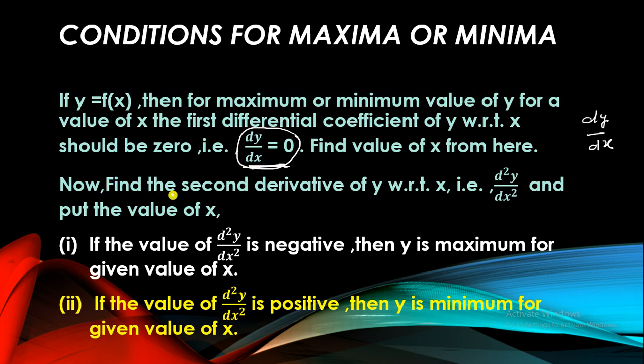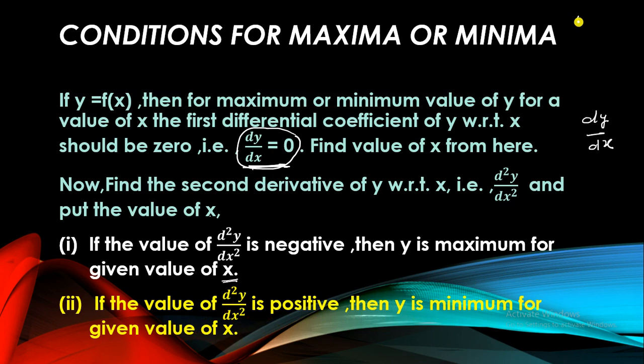Now second, find the second derivative. It means you differentiate again the result of the first differentiation, and this is called the second derivative of y with respect to x. So we can write d2y by dx square and put in the value of x. If the value of d2y by dx square is negative, then y is maximum for the given value of x. And if the value of d2y by dx square is positive, then y is minimum for the given value of x.